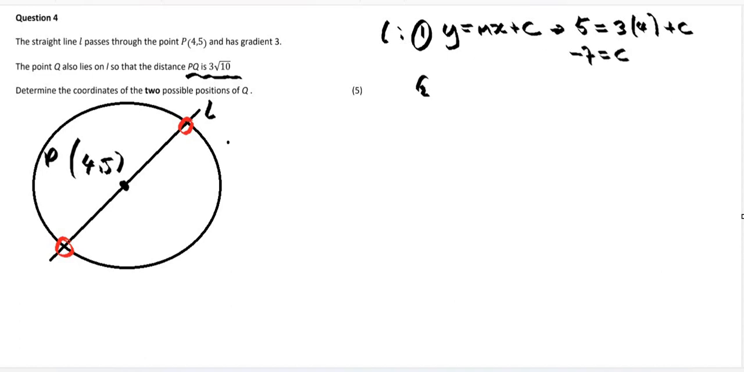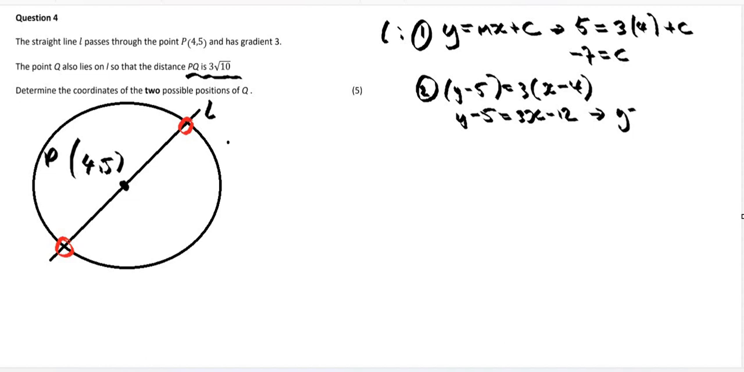Okay, the other one, remember we said this is normally how it's done at A level. So I do y minus the y value equals my gradient times x minus the x value. So that means that y minus 5 equals 3x minus 12. And then I have to add 5. So y is equal to 3x minus 7. We get the same answer we got before. So now we've got the equation of L.